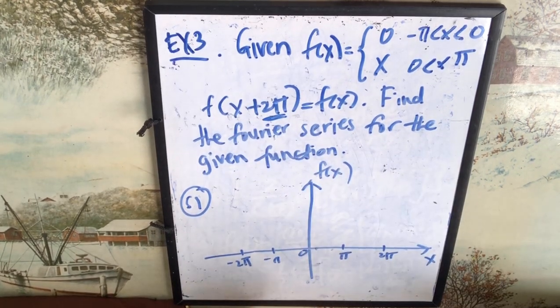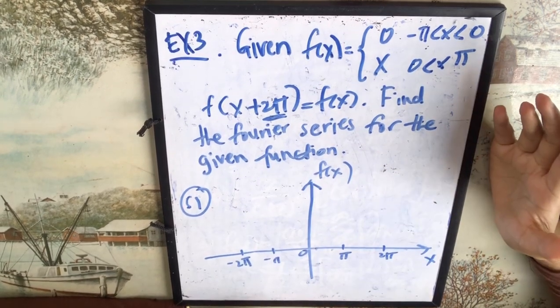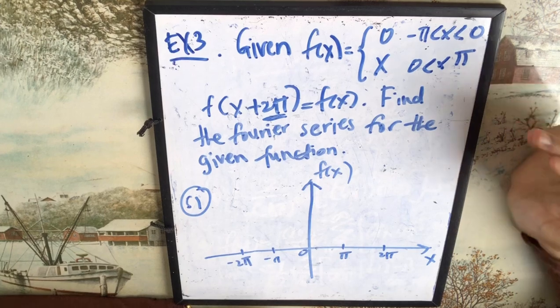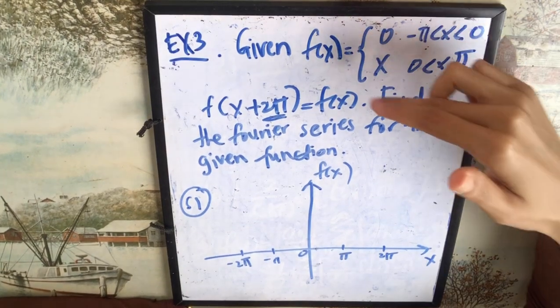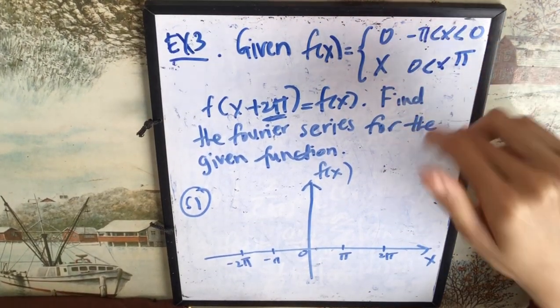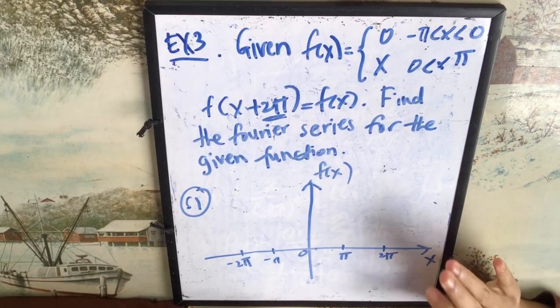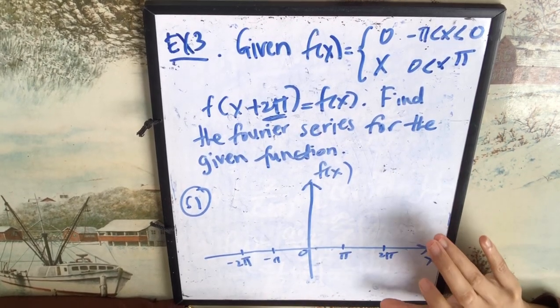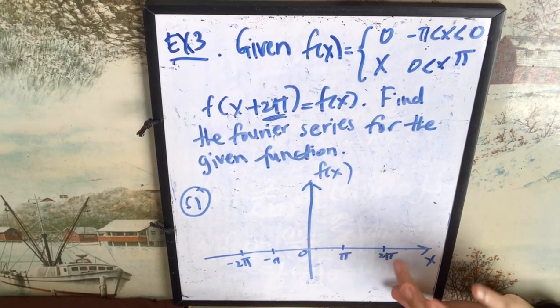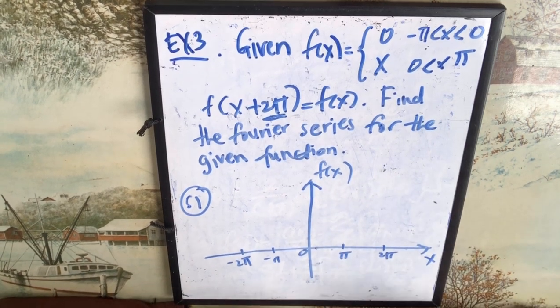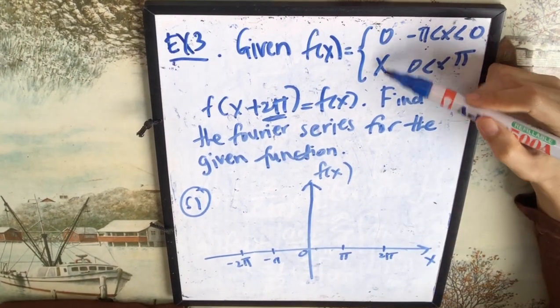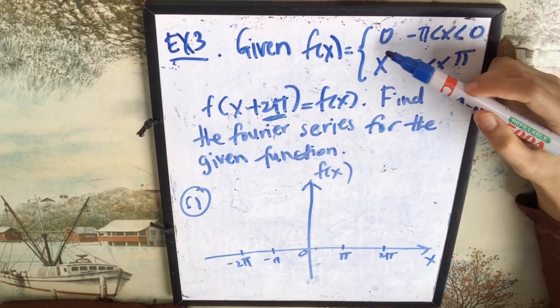Okay, so the question asks you to find the Fourier series for the given function. Step number 1, you need to check if it's even or odd. Since you have a piecewise function here, it is better if we find whether the function is even or odd by using the graphical method. So you have two lines, they have two functions here.